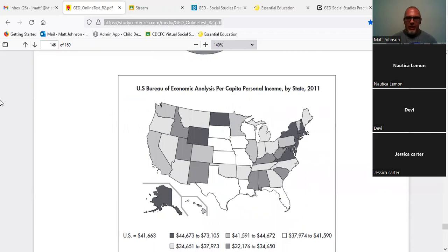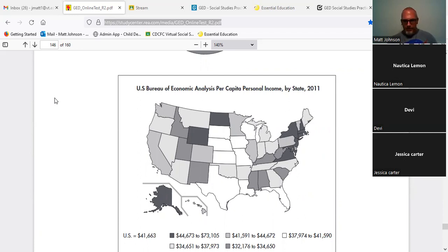Okay, so let's take a look here at our map. We left off with a pie chart yesterday. We were talking about refugees. We're starting today looking at another map. So now we're looking at a thematic map, right? We talked about some of the differences here.